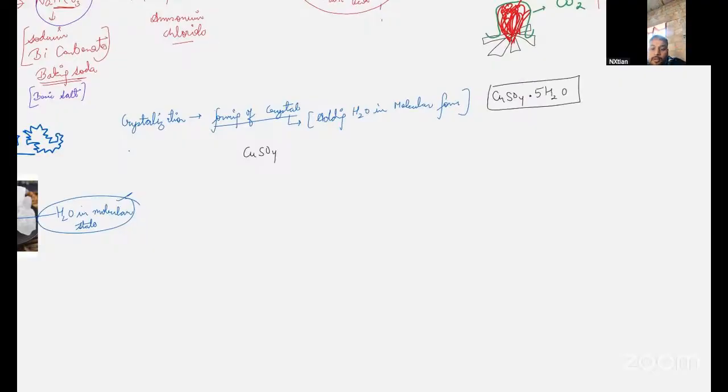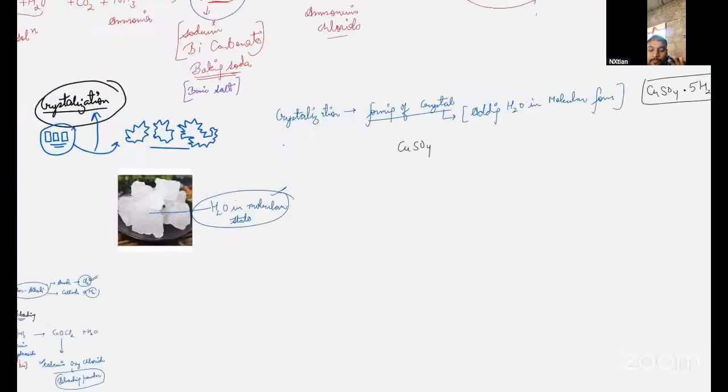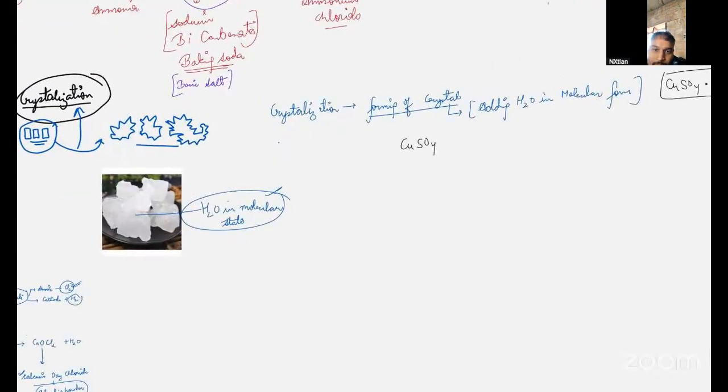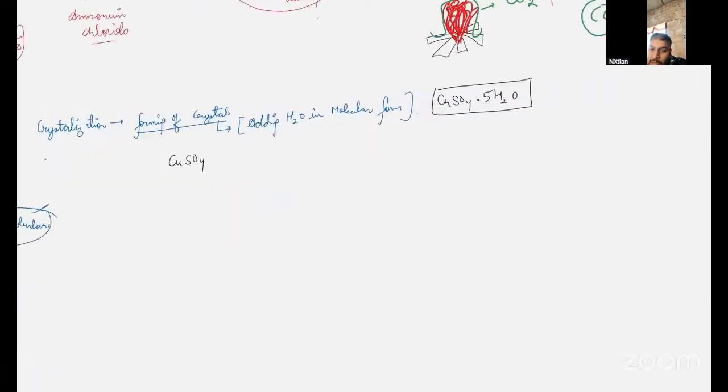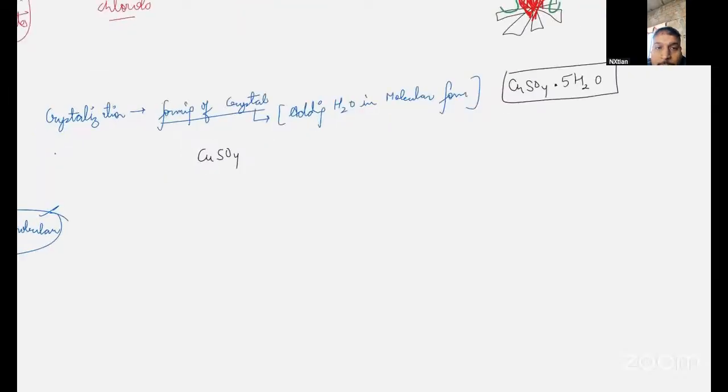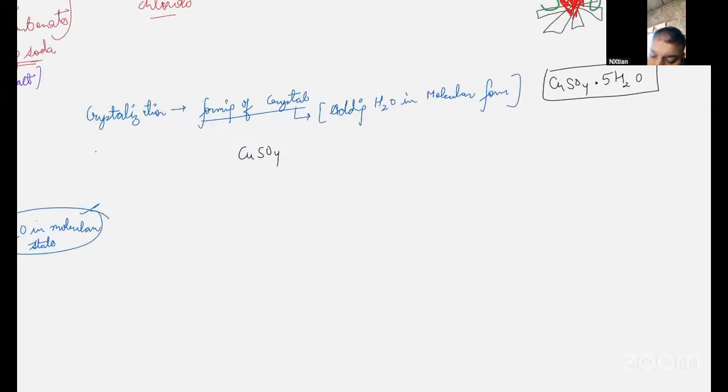And when you make a crystal of copper sulfate, it will look like the sugar crystal in the picture. Got it? Okay. How this 5H2O came, we will learn. See, listen, guys. So CuSO4 is there, salt. I will simply add water into it.